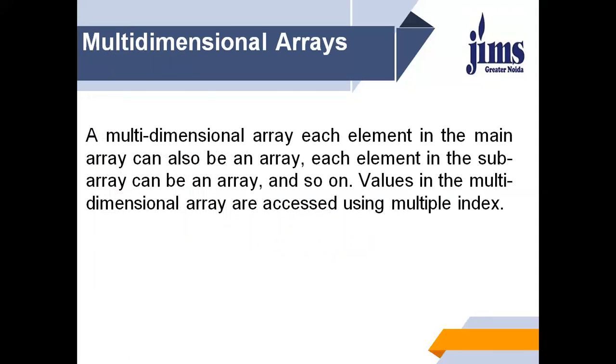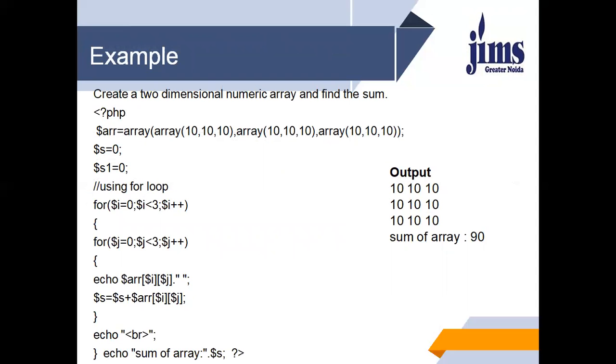Coming to multidimensional array. Multidimensional arrays are arrays whose element values are arrays. In other words, an array within an array is called a multidimensional array. Here in a multidimensional array, each element in the main array can also be an array. Each element in the subarray can be an array, and so on. Values in the multidimensional array are accessed using multiple indexes. We'll see an example. You have to create a two-dimensional numeric array and find the sum.